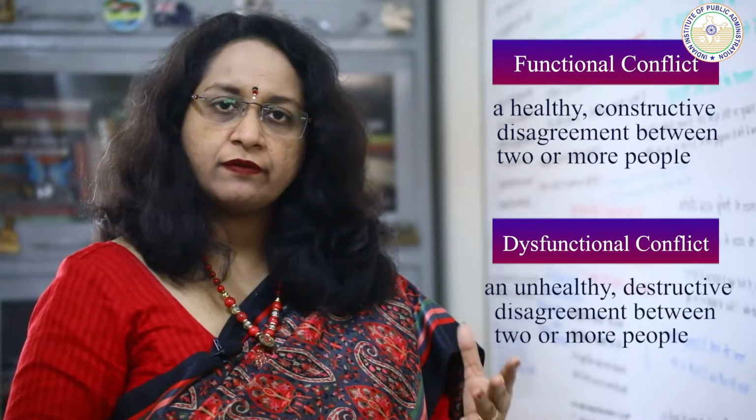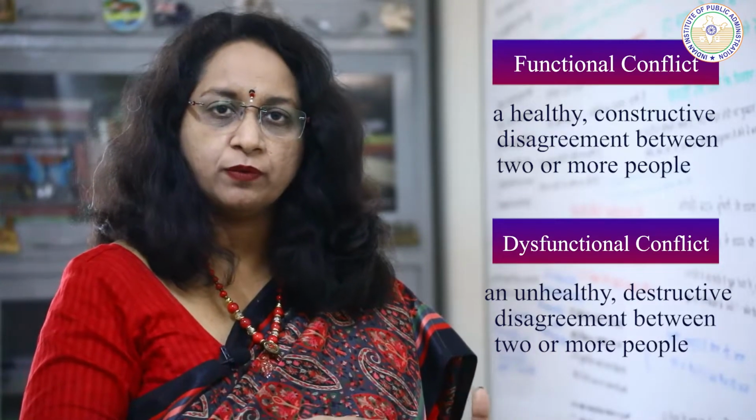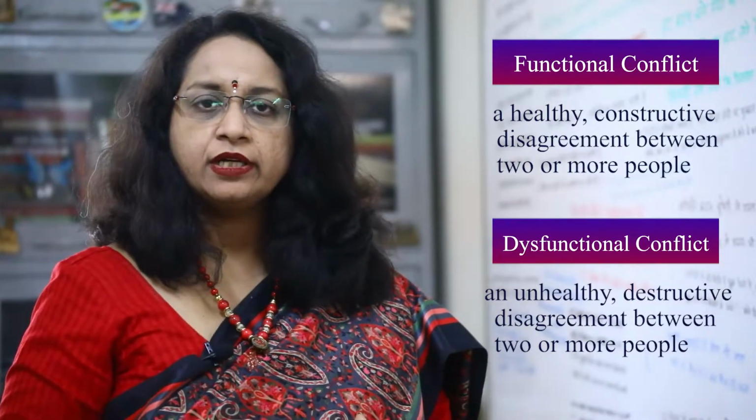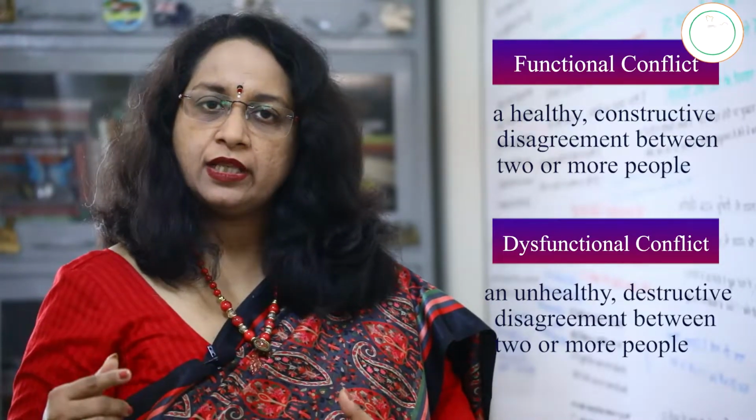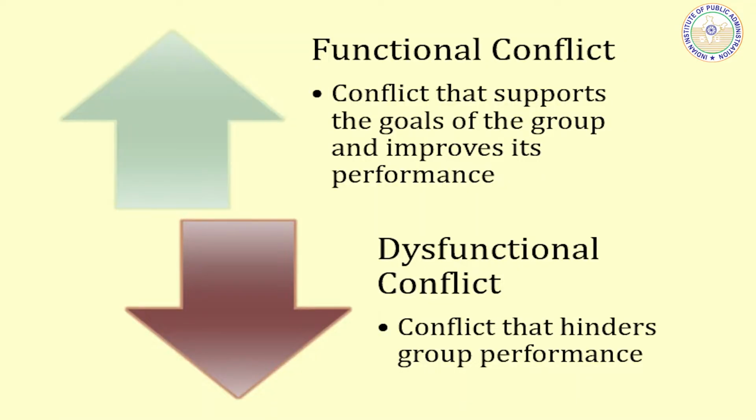Forms of organizational conflict. There are two types of conflict, functional conflict and dysfunctional conflict. Functional conflict is healthy, constructive disagreement between two or more people. On the contrary, dysfunctional conflict is unhealthy, destructive disagreement between two or more people. Functional conflict supports the goals of the group and improves its performance. On the contrary, dysfunctional conflict hinders the group performance.